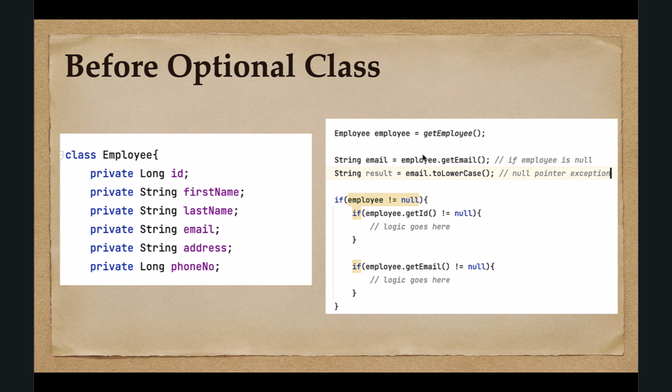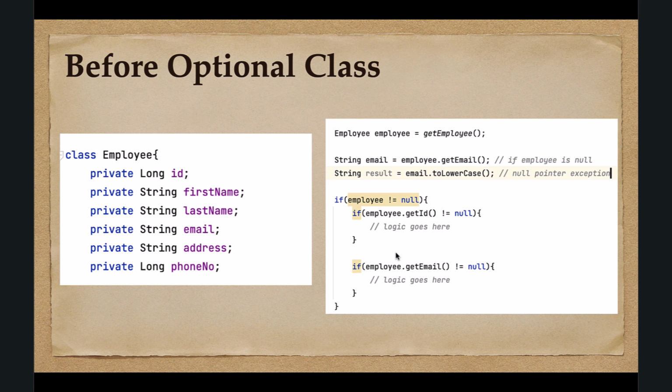Here if we call the get email method on the employee object, it returns null because the employee does not contain an email id. And if we call the toLowerCase method on a null reference, this will definitely give a null pointer exception, isn't it? In order to avoid this kind of null pointer exception, we add null checks, right? For example, employee not equal to null, and within that employee.getId not equal to null, and again employee.getEmailId not equal to null. So here we have just added a null check for these two fields.